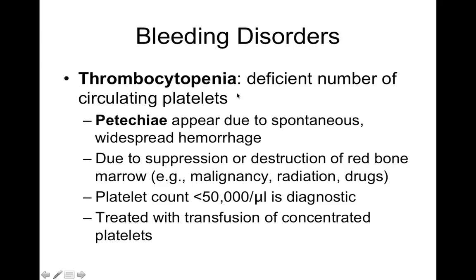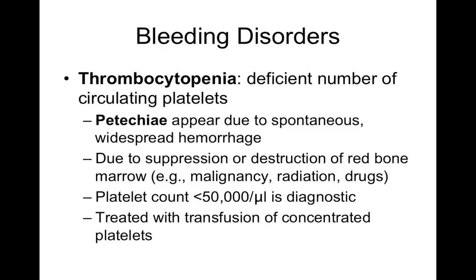This thrombocytopenia can come about from suppression or destruction of red bone marrow, like from malignancy. So some forms of leukemia can affect the number of circulating platelets. So someone can actually have low platelets from the leukemia itself, or radiation exposure, or even certain drugs. There are certain bone marrow suppressing drugs that can lead to thrombocytopenia. And it's a platelet count that's less than 50,000 per microliter.